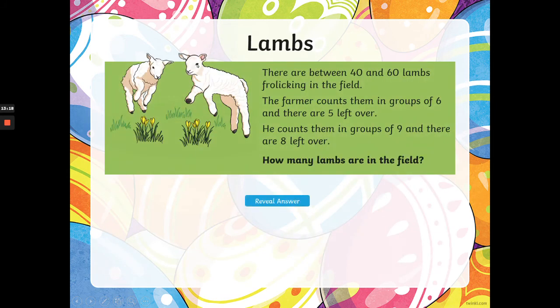So lambs. There are between 40 and 60 lambs frolicking in the field. So between 40 and 60. The farmer counts them in groups of 6, and there are 5 left over. He counts them in groups of 9, and there are 8 left over. Okay. So remember, between 40 and 60. How many lambs are in the field?